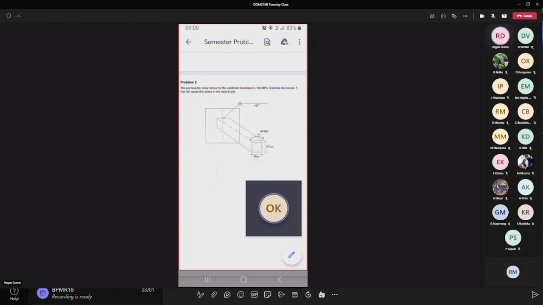Anyone manage to solve it now? Okay, I'm going to give you guys 2 or 3 more minutes, and then we'll look at the solution.